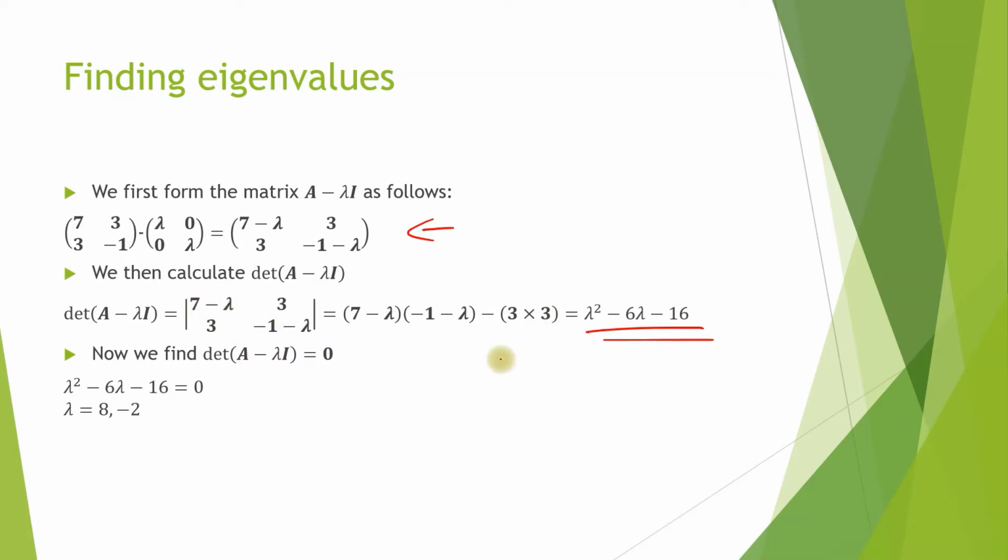And what is the next step? We need to say this is our determinant. We need to set it to 0 in view of finding this lambda. So we set it to 0, and obviously because it is a quadratic equation, you will note that there are two possible answers for that, and it is lambda equal to 8 and minus 2 that are the possible answers that you get from this determinant.